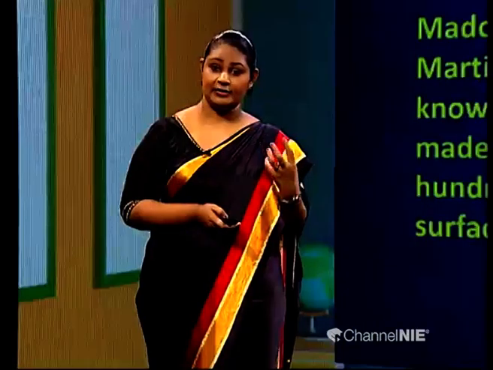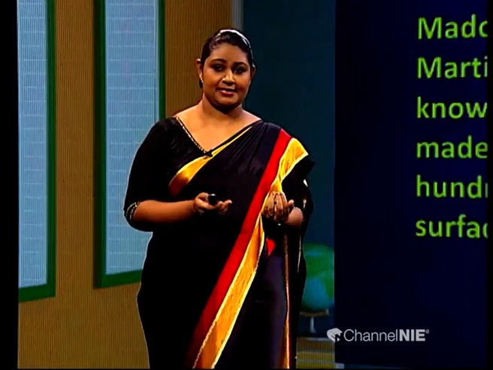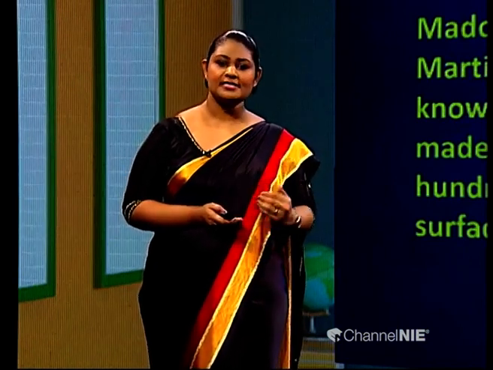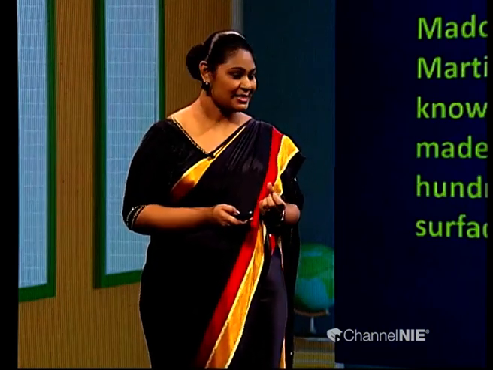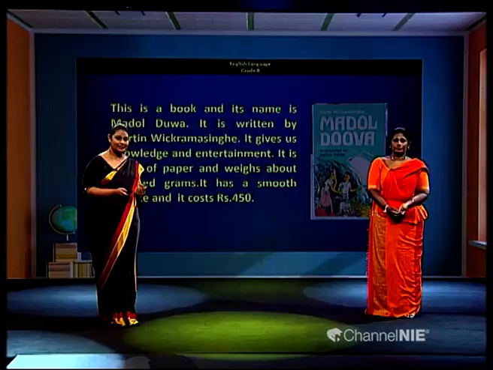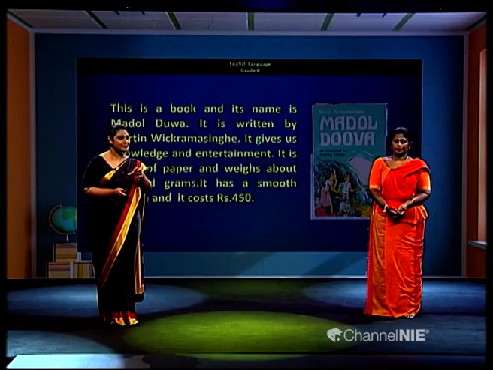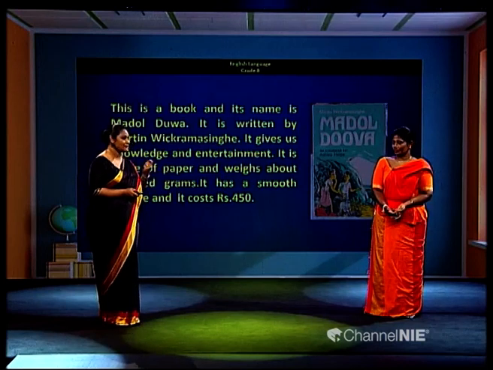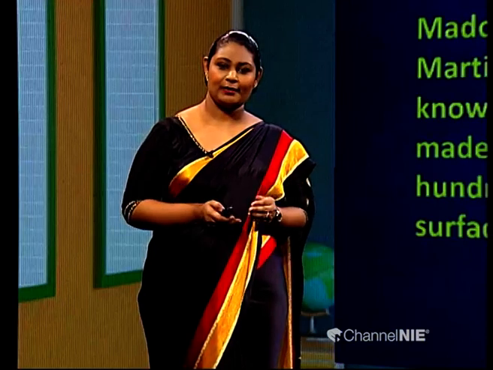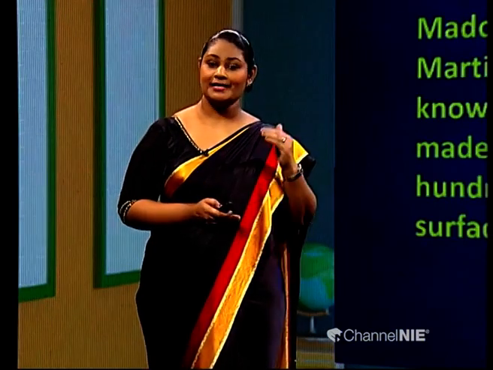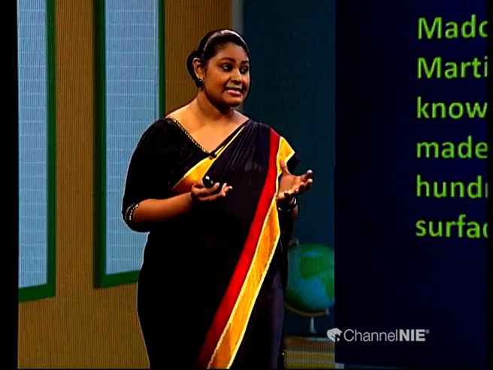Okay, so first we introduce the book. This is the book and its name is Madolduva and the author, and then what is the function of the book? It gives us knowledge and entertainment. That is the function of the book, right? So the material and the weight is there, and also the texture, and the cost, the price. So this is the basic way of describing something based on the 6 elements, 6 factors that you learnt right now. Hope it is clear, children.